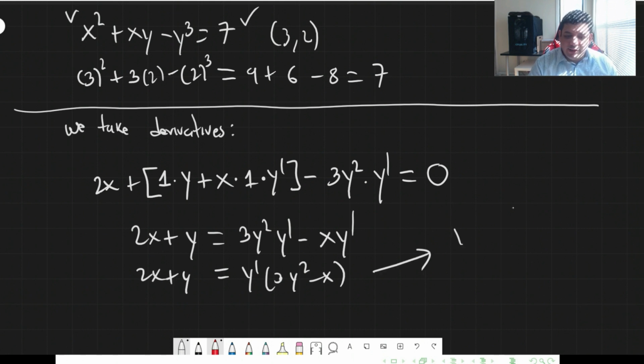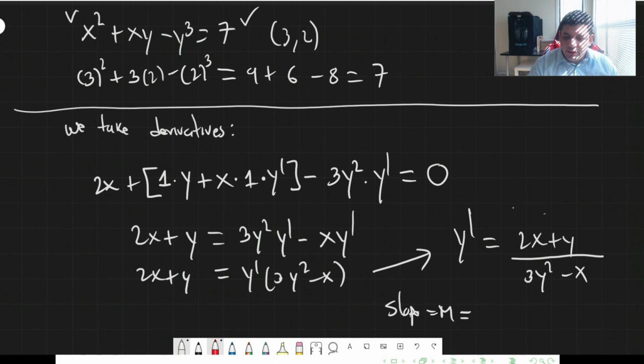And so that implies that I can find that y prime is 2x plus y over 3y squared minus x. Now I need to plug in, of course, the slope, which is y prime at (3, 2). And so that is 2 times 3 plus 2 over 3 times 2 squared minus 3.